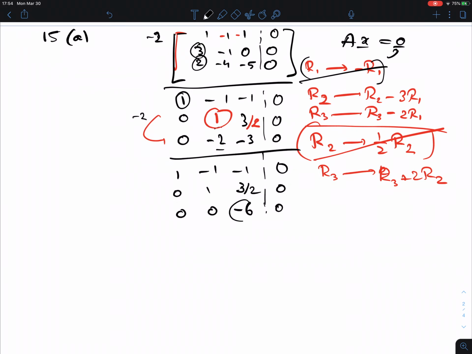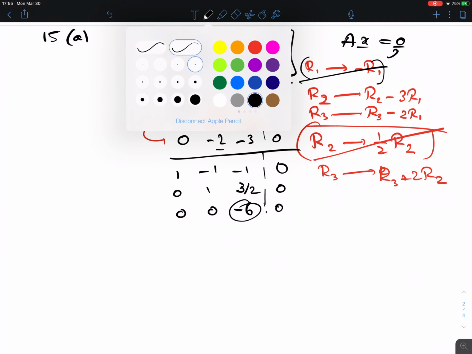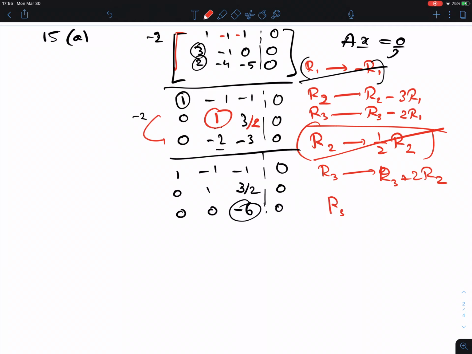I need to make this into 1, so the row operation again is row 3 divided by minus 6, which is now no problem because there are no zeros here, right? So I do get a 1 here, which again I'm going to do. So this is going to be just a 1. And now you use this 1 to get the pivots that I want.